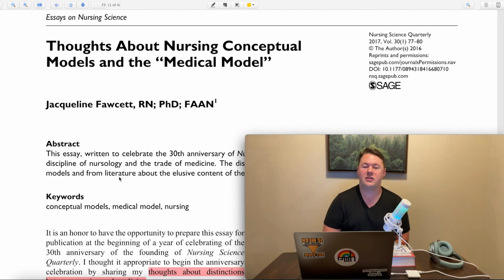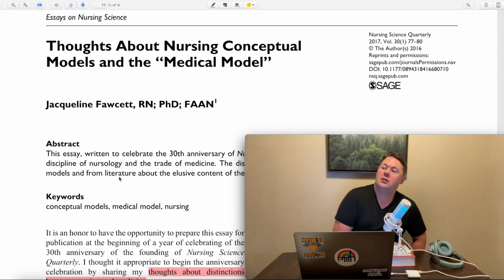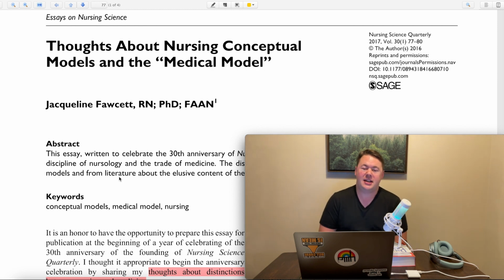Nurse theorists often talk about conceptual models. But what on earth is a conceptual model? First, let's think about what a model is. What's a model airplane? It's a smaller, simplified derivative of what we think of the larger object to be, in this case, an airplane. A model car, same thing.